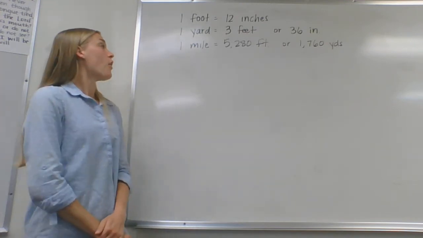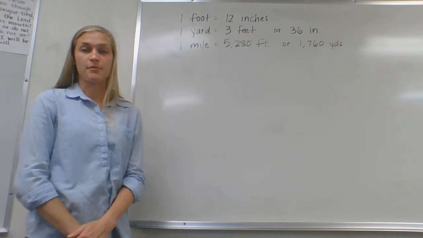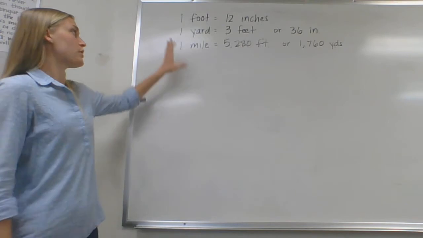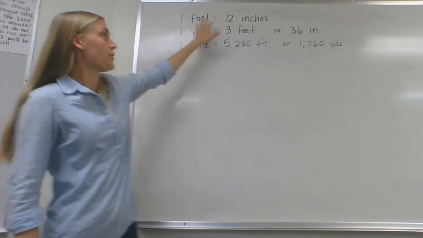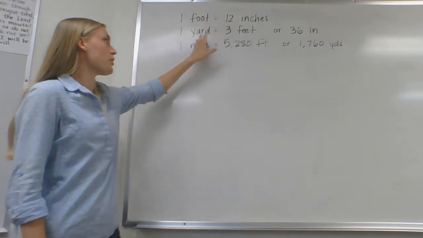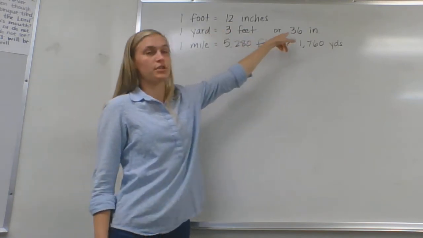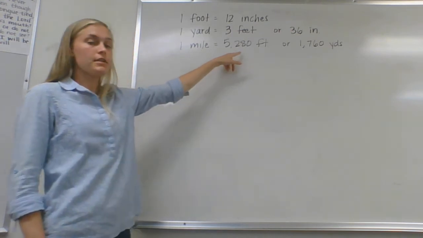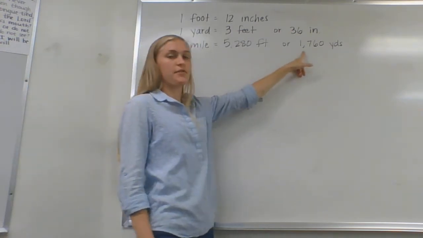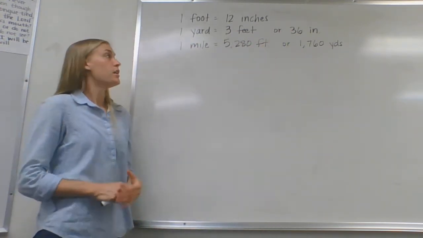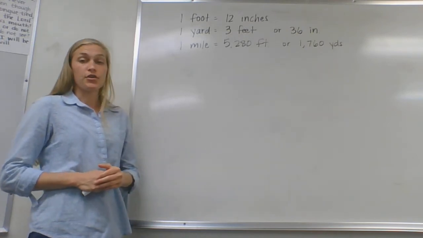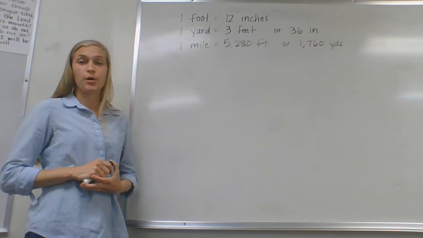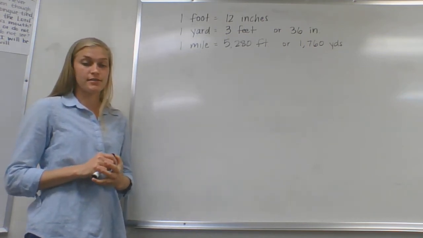So on page 107 in your math book, you might want to use that as a reference when you're doing your homework. It gives you a chart that looks like this. It tells you 1 foot is 12 inches, 1 yard is 3 feet, or 1 yard is 36 inches. 1 mile is 528 feet, or 1 mile is 1,760 yards. And you're going to use those conversions to help you convert from any distance.